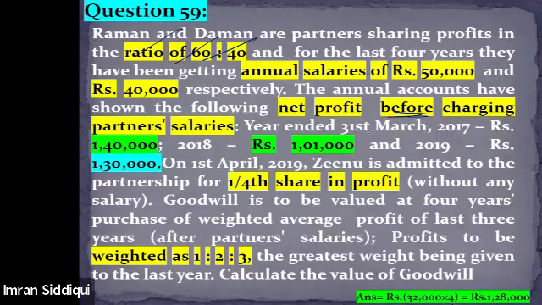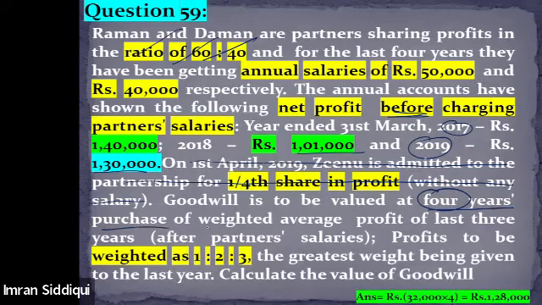Okay. For the year ended 2017, we have a profit of 1,40,000. For the year 2018, we have a profit of 1,01,000. For the year 2019, we have a profit of 1,30,000. On the 1st of April 2019, Zeno is being admitted to the partnership for the 1/4 share in the profit without any salary. This point is completely irrelevant for the valuation of the goodwill. We don't require such information. Anyway, moving on to the next point, it says that goodwill is to be valued at 4 years purchase. This is relevant for us.